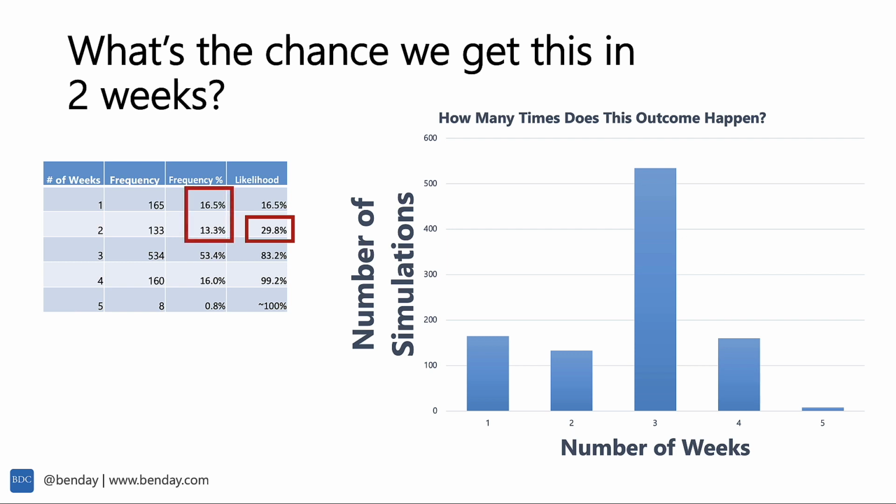What we did is we added up the frequency for all those items above it. So 2 weeks and 1 week, what's the probability of those two things? That ends up being 29.8. What's the chance we get this in 3 weeks? 83.2. We got that by adding up the probability of 1, 2, and 3. So this is another way of saying we have an 83.2% confidence that we'll get this done in 1 week, 2 weeks, or 3 weeks. Basically, 3 weeks. Chance of 4 weeks is that total. Chance of 5 weeks is that total right there. And that adds up to be just about 100%.